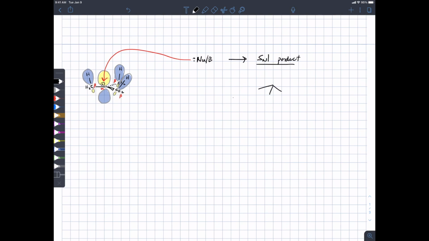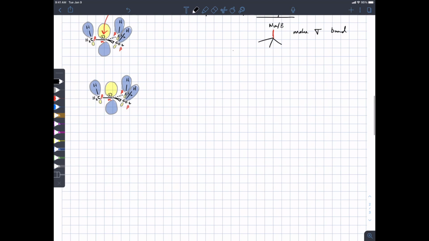We would make a new sigma bond because we're going to get end-on-end overlap between the lone pair electrons on the nucleophile and the portion of the LUMO that is on the alpha carbon. And we make a sigma bond. All right, that's straightforward. You've already been there. Now let's talk about attack at the beta proton.